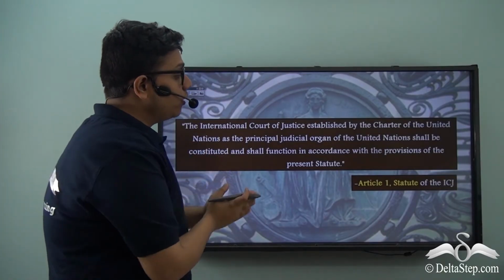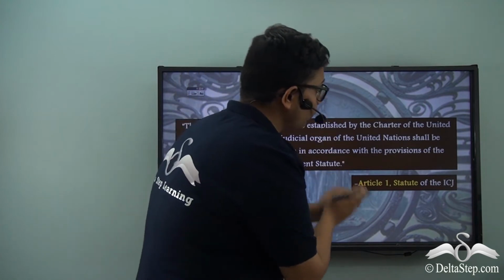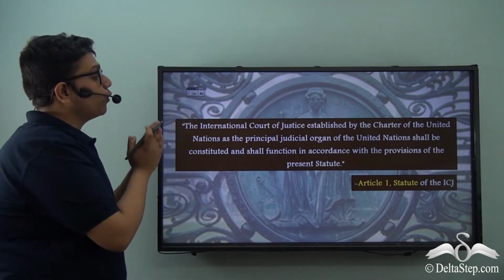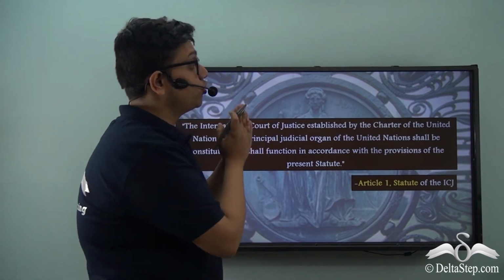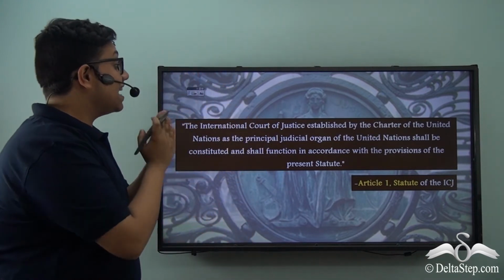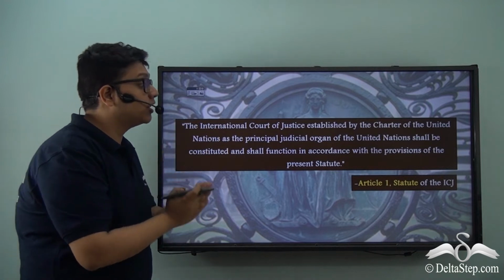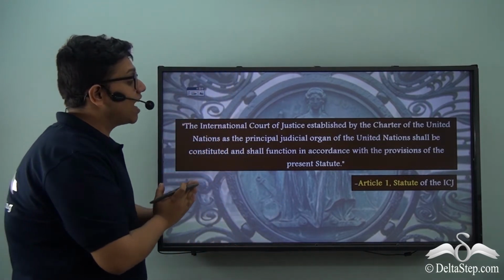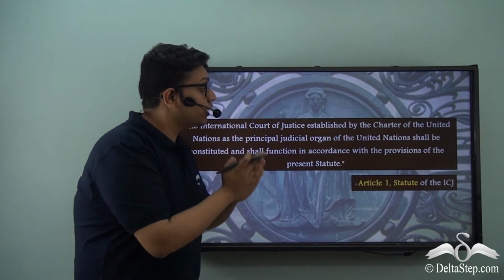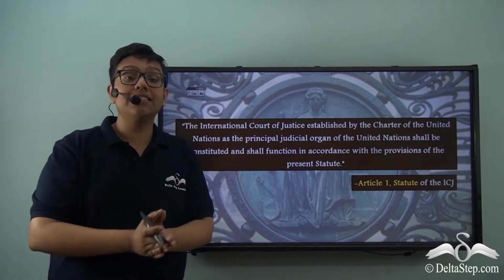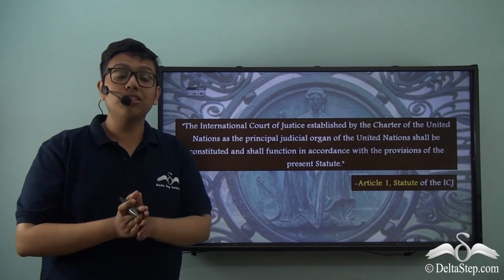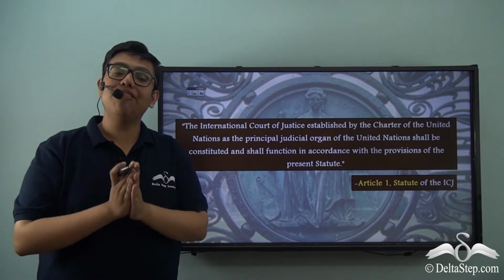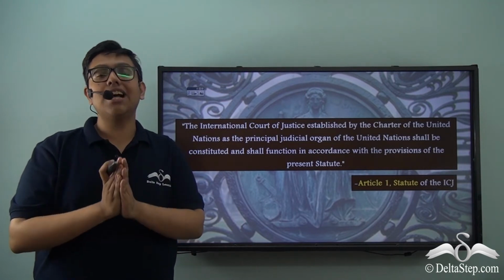Article 1 of the Statute of the International Court of Justice starts with the following sentences. The International Court of Justice, established by the Charter of the United Nations as the principal judicial organ of the United Nations, shall be constituted and shall function in accordance with the provisions of the present statute. This shows how important the statute itself is in the functioning and the very existence of the International Court of Justice.